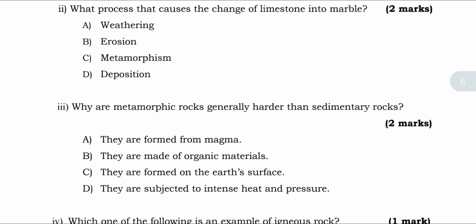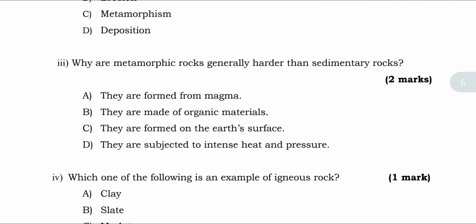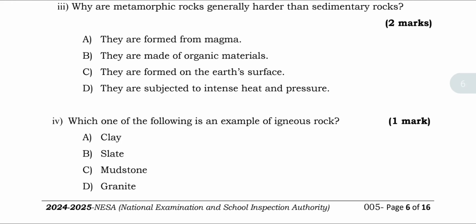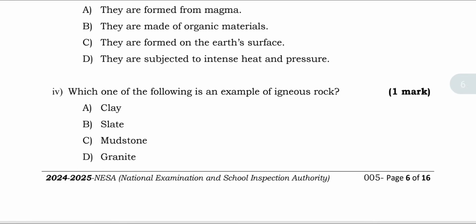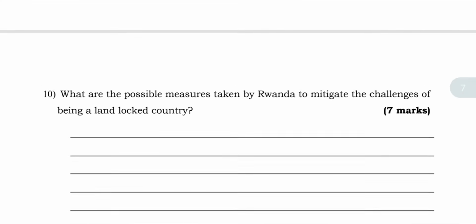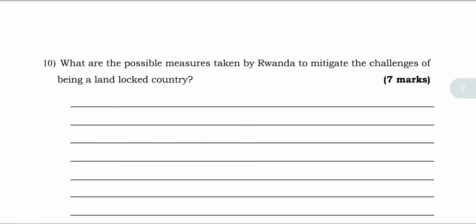Letter C. Why are metamorphic rocks generally harder than sedimentary rocks? Have 4 options also. They are formed from magma, they are made from organic materials, they are formed on Earth's surface, they are subjected to intense heat and pressure. Roman 4. Which of the following is an example of igneous rocks? Clay, slate, mudstone, granite. And after, we can move on to question 10.